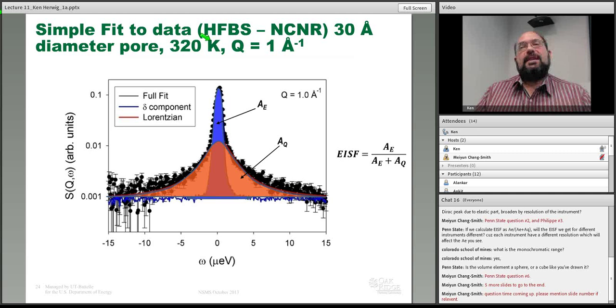One of the nice things is that if you can tune your temperature, you can often move them to areas where maybe one is dominating over the other. So I would simply look at the quality of my fits and make a judgment call on whether or not I've captured all of the information that I'm going to get out of the experiment.